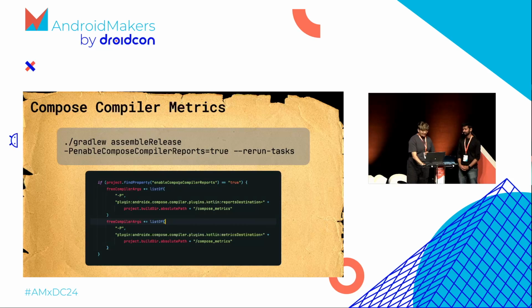So here we have the compose compiler reports flag. You can call it whatever you want. And the command that we want to run is assemble release, so that we can actually compile everything and make sure we're compiling the release flavor so you don't have any overhead from the debug flavor. And then finally, we want to specify rerun tasks. This is important because we don't want to be hit with any build cache issues or incremental build issues. So we make sure we compile everything when we generate these reports.